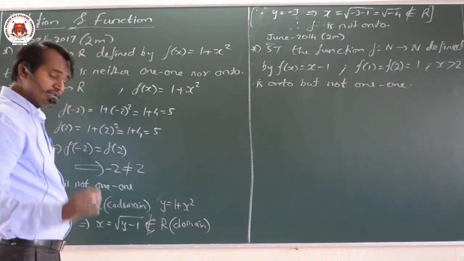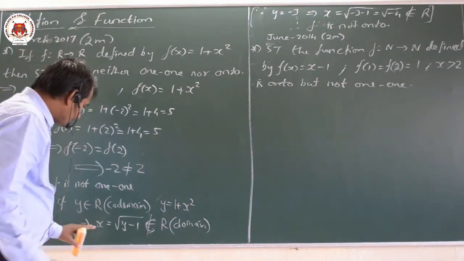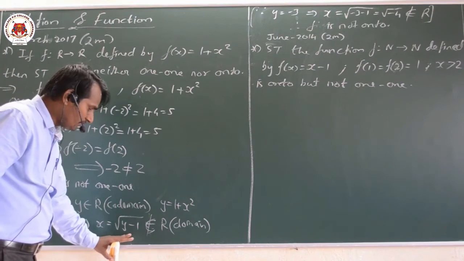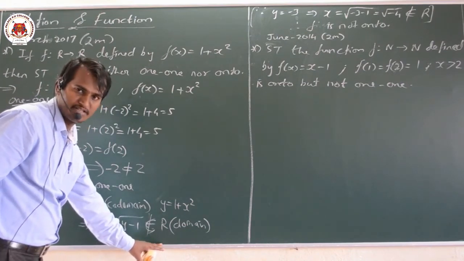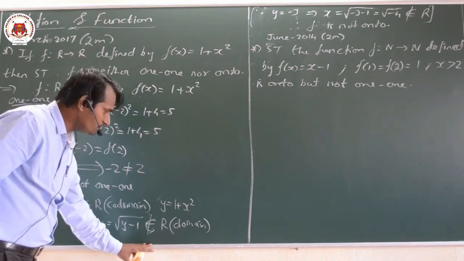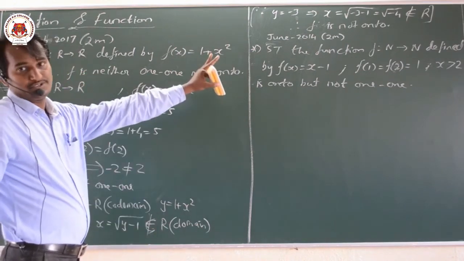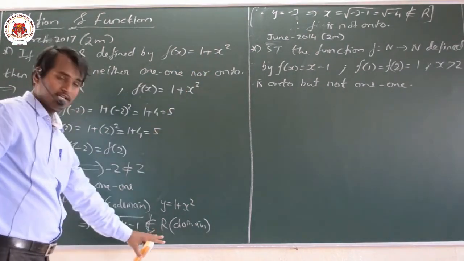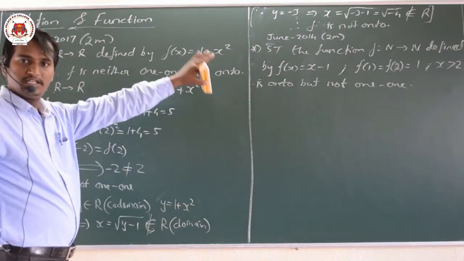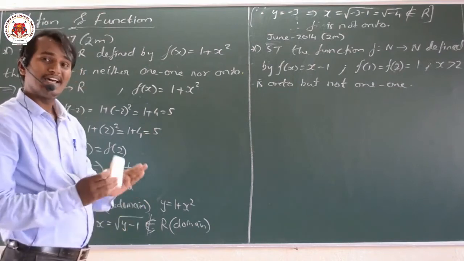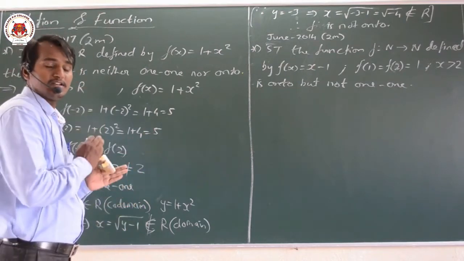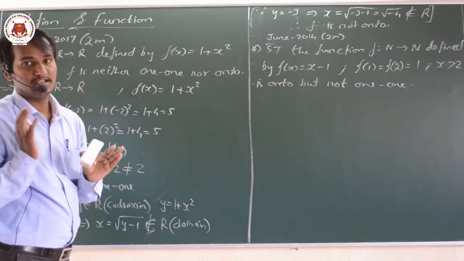In the examination you have to take care very much. If you write only this much, x equal to root of y minus 1 belongs to R, then 100% you lose the marks here. Why? Because it does not belong to R and it is not an onto function. If you write x belongs to R and f of x equal to y, then 100% you will lose the marks. Therefore each and every problem you have to analyze, whether it is yes or no, by making use of simple examples.